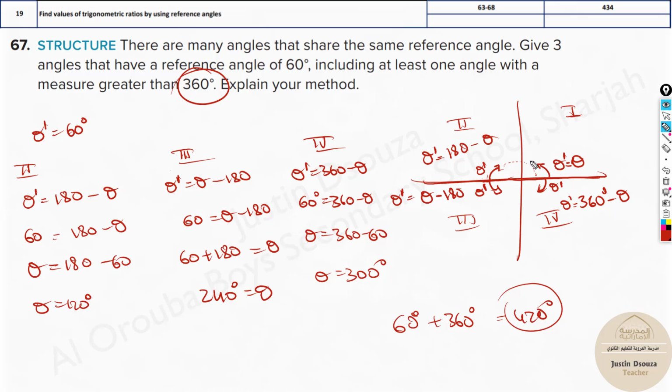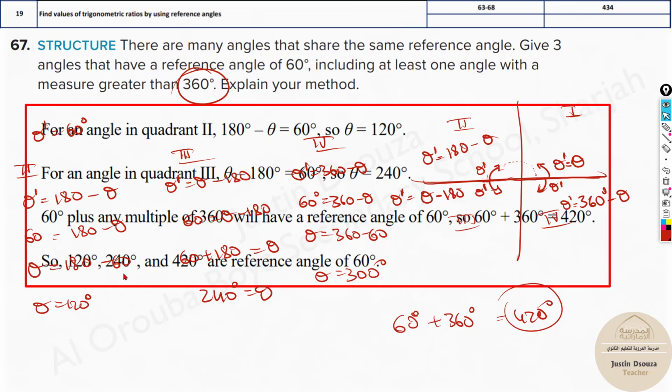Now, 420 degrees will have a reference angle of 60 degrees as well. These are coterminal, but yes, you will have the reference angle of 60 itself. Why? From here, you start 360 and then comes to 60 degrees, right? So, theta dash is 60. So this is how we solve it.